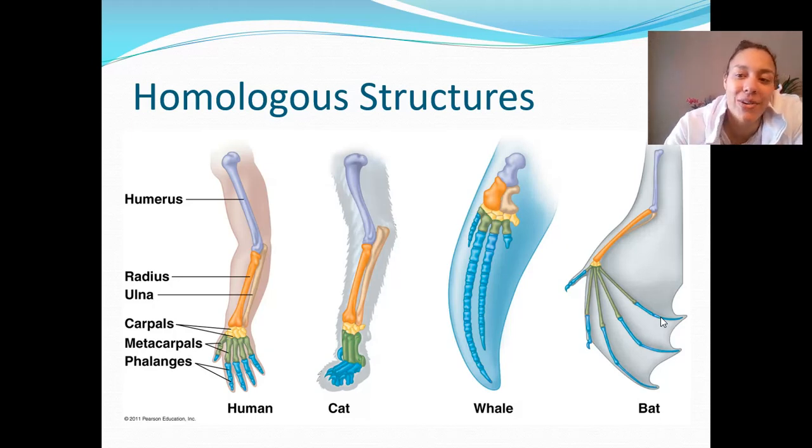Homologous structures. Here we are looking at the general anatomical structures between our human, cat, whale, and bat, how they all have a humerus, radius, ulna, carpals, metacarpals, and phalanges. They just kind of take some different structure to them, but they're all present. So that's suggesting that there's got to be a common ancestor between all these different species having the need for the same structure.